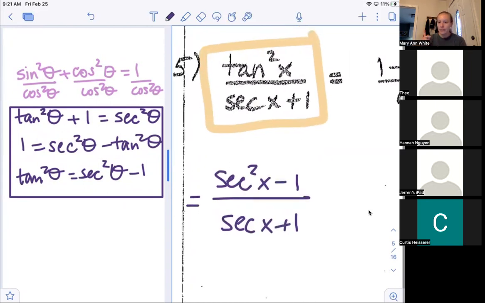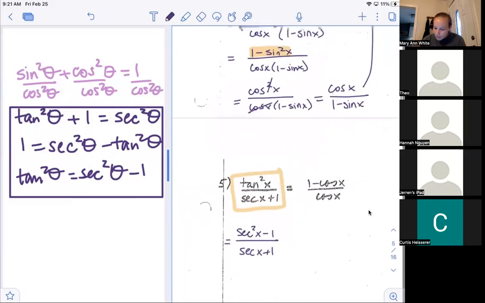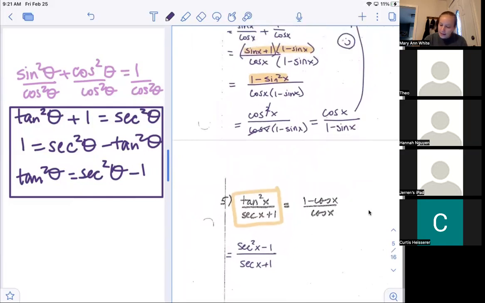Now, this is kind of like the last problem, and I've showed this to you going forwards, and this one is going backwards. Remember when we had 1 minus sine x plus 1 and then 1 minus sine x, and we distribute that through to get 1 minus sine squared? We're going to factor secant squared x minus 1 very similarly.